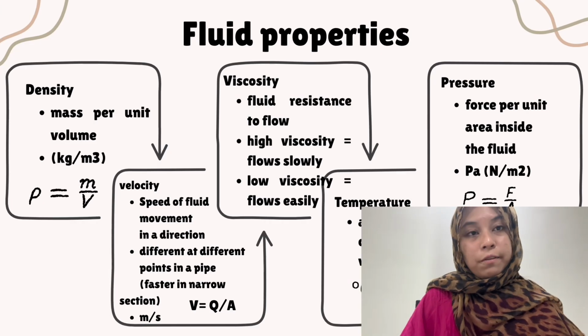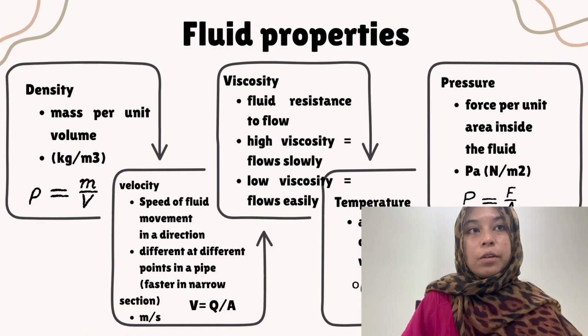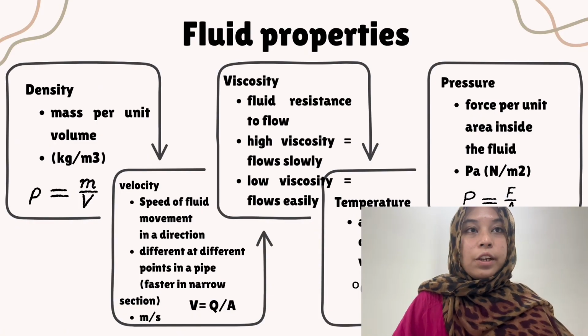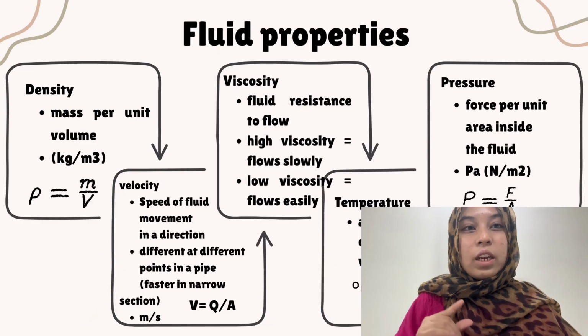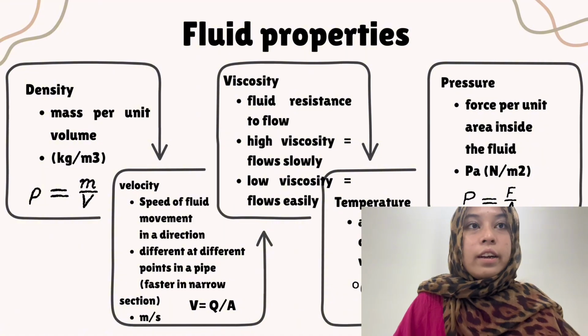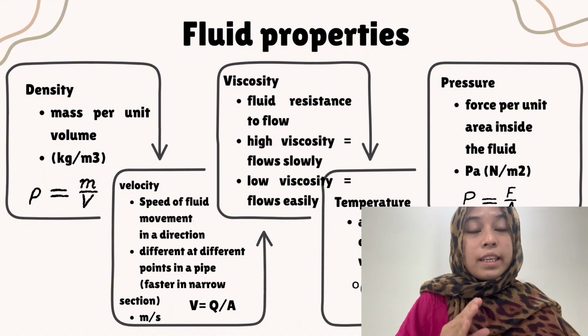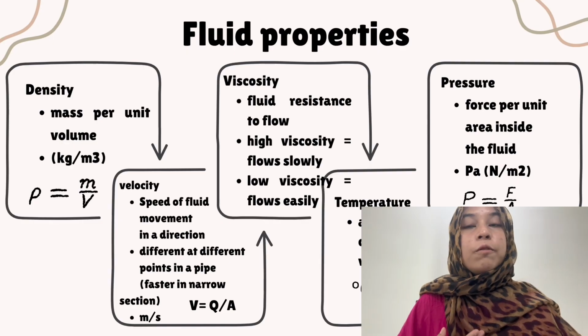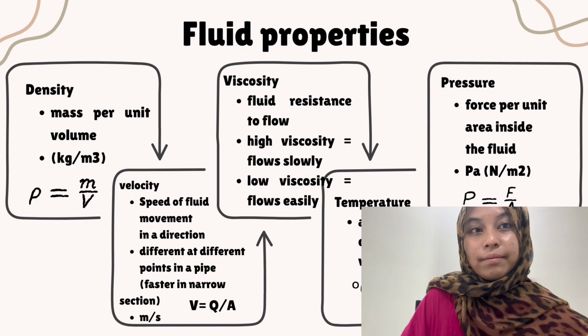Let's move on to the fluid properties. To study fluid, we need to know its properties. So density is mass per volume. Viscosity is how thick or resistant the fluid is. Pressure is the force per unit area, and velocity is the speed of the flow. These properties are basic but very important for calculation and design.